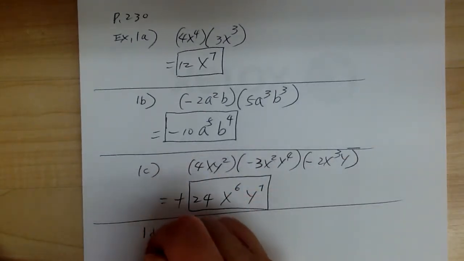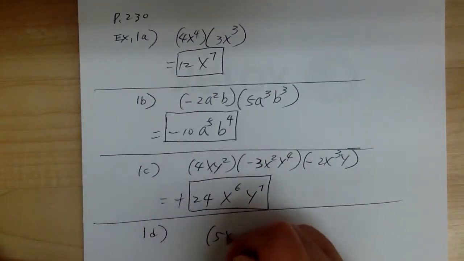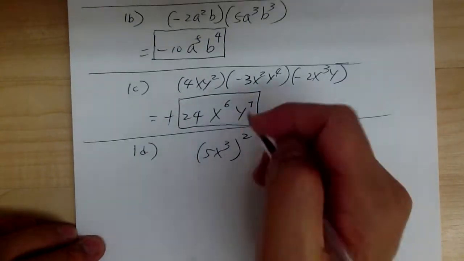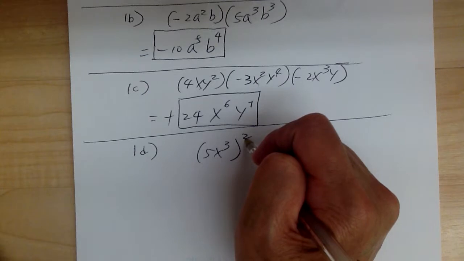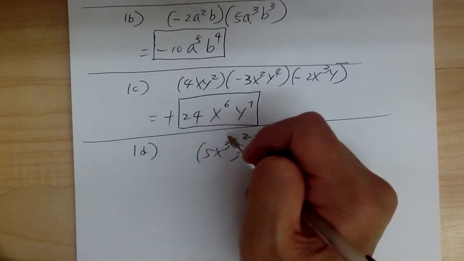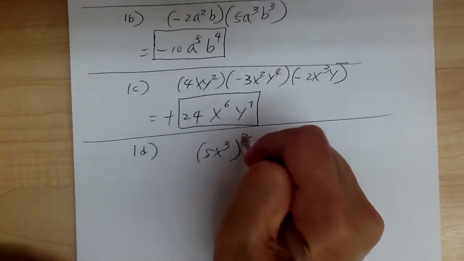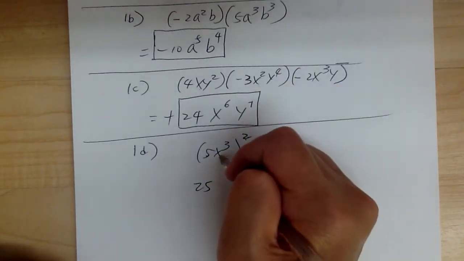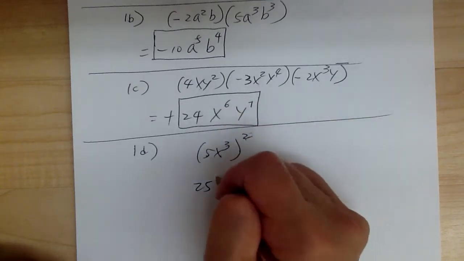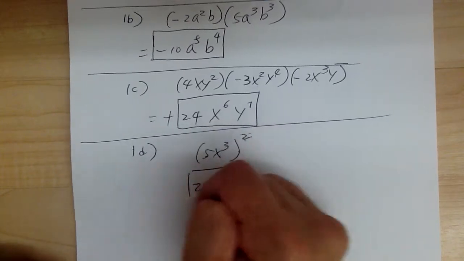Okay, let's go to 1D. You have 5x to the 3, all squared. Now remember, the exponent is for what is immediately before it, right? So this is for the parentheses. It means everything inside the parentheses gets squared. So 5 squared is 25. x to the 3 squared, you have to apply the power rule, so you multiply and get x to the 6. And that's it.